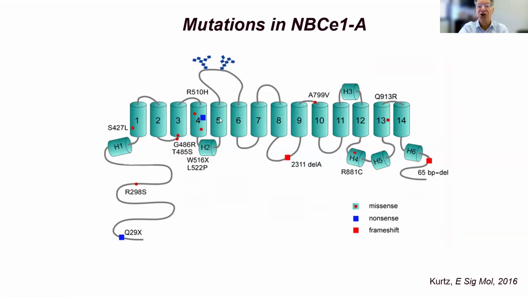And there are mutations known throughout the transporter that have been described over the years that are either missense. Missense is when you have a single amino acid change that changes the function. Nonsense is when you have a stop codon. For instance, there's a Q29X mutation, and you just don't get any protein made after that, or frame shifts.